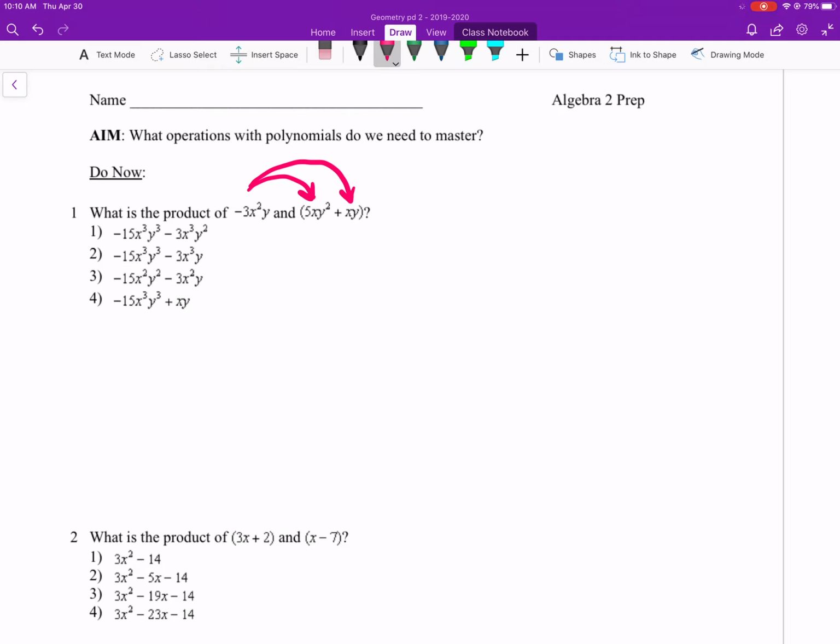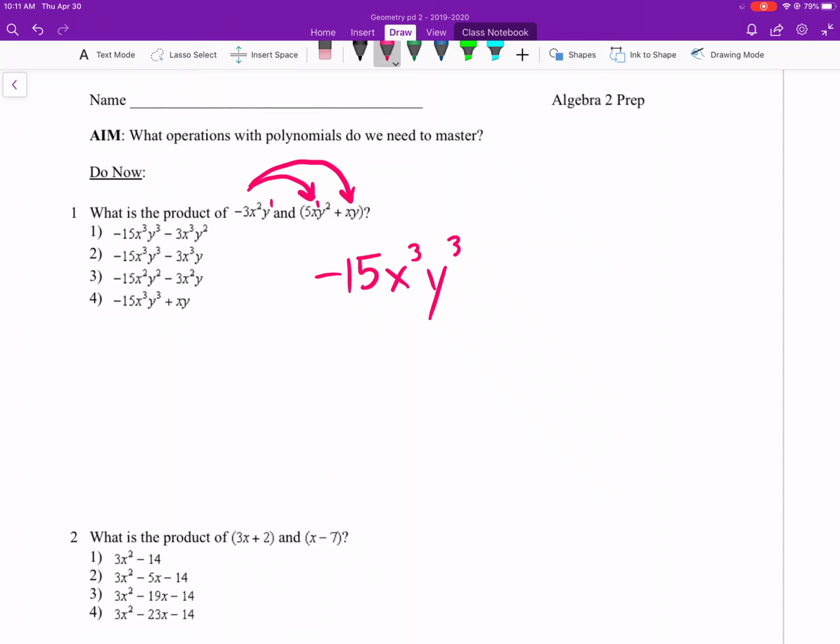So this is negative 3x squared times 5xy squared. Negative 3 times 5 is negative 15. Now we have to multiply our x terms. X squared times x is x to the third power. Remember that exponent is really 1 for that second x. And then y times y squared is y to the third power, because once again, this y has an exponent of 1. You add those exponents. First it was 2 and 1 is 3. Now it's 1 and 2 is 3. You just add the exponents.